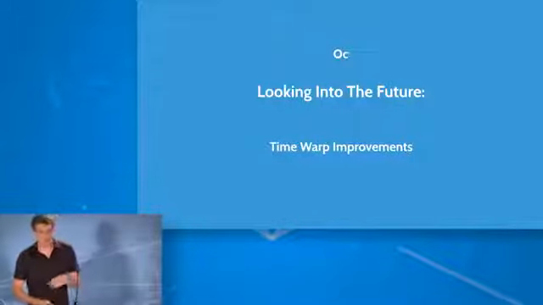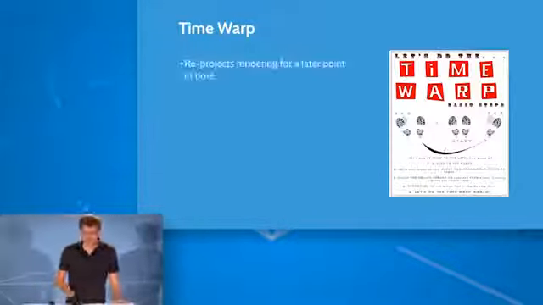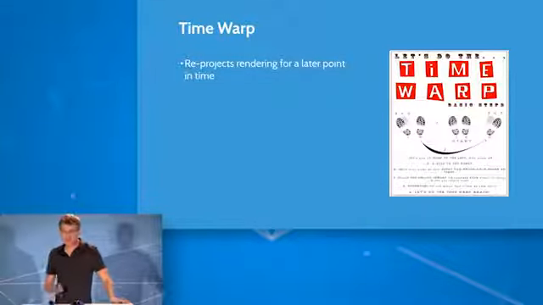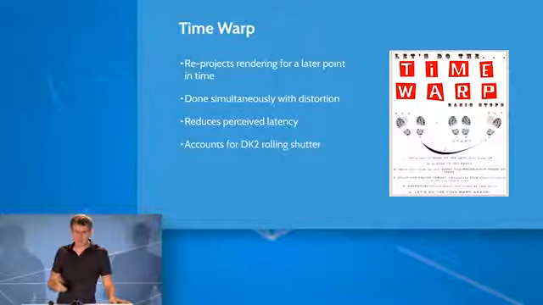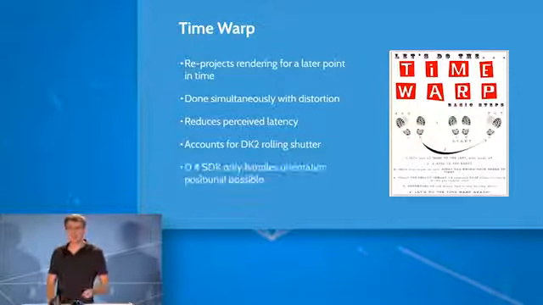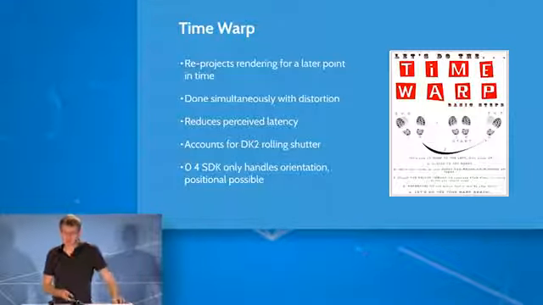Thank you, Volga. So in terms of time warp, we talked quite a bit about it. I think a dancing version might be easier. But in terms of what it does, you guys are already familiar. It reprojects a rendering to a later point in time where the sensor is going to be. And it's done simultaneously with distortion, so it doesn't have an incurred cost.